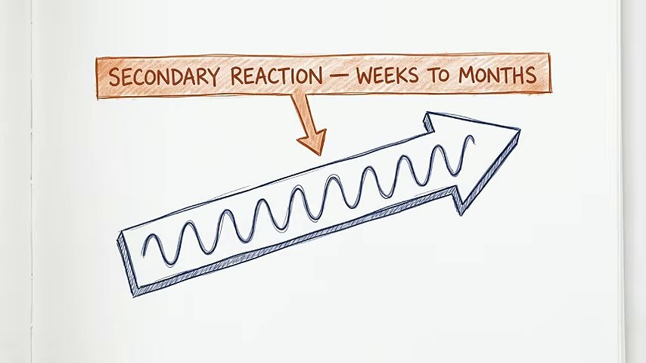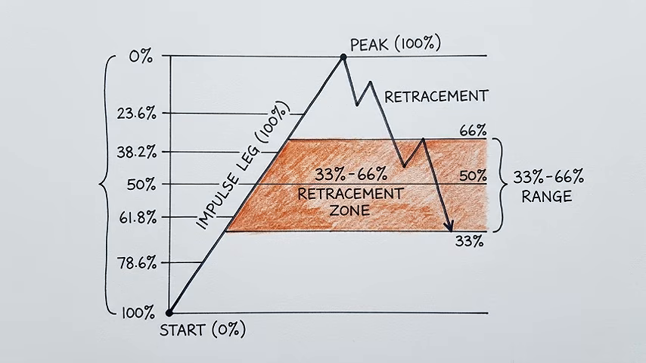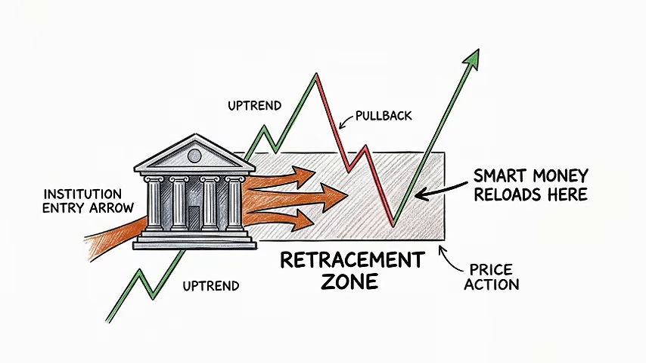The secondary reaction is the wave. Weeks to months. This is the counter-trend pullback that happens within the primary trend. The correction, the retracement. Dow observed that secondary reactions typically retrace between 33 and 66% of the previous primary move. And this, pay close attention to this, is where smart money reloads their positions. Every major pullback within a primary uptrend is an institution accumulating more at better prices before the trend continues. Understanding this changes how you see corrections forever.